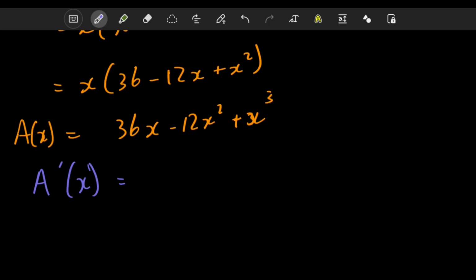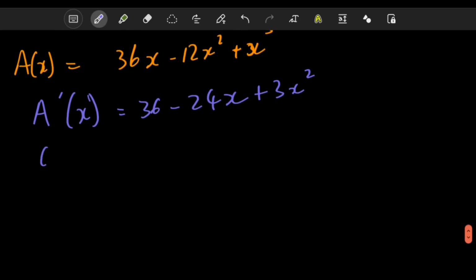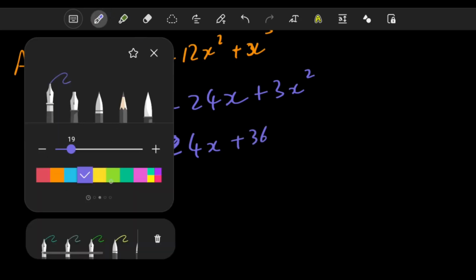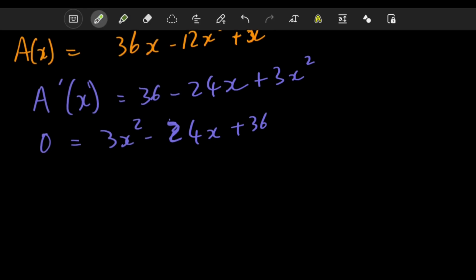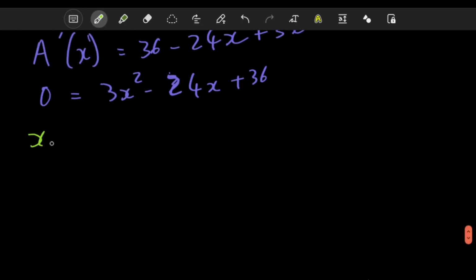So 1 times the 36 here gives you 36. And then here you're going to have 24x. Then here you're going to have 3x squared. So we said you differentiate and you equate to 0. Might as well write it in a nicer looking format here: 3x squared minus 24x plus 36. So the big idea here is obviously you just want to use your quadratic formula.